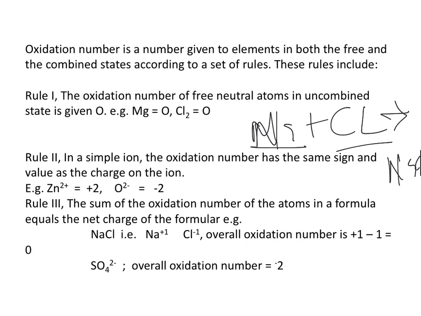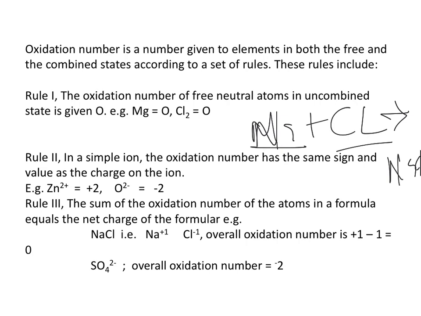The rules include Rule 1. The oxidation number of free neutral atoms in uncombined state is given as 0. Example, magnesium is equal to 0, Cl2 is equal to 0. In their uncombined states, the oxidation number is 0.